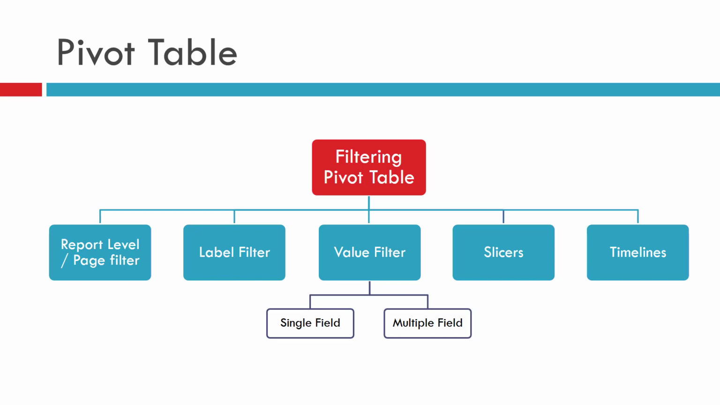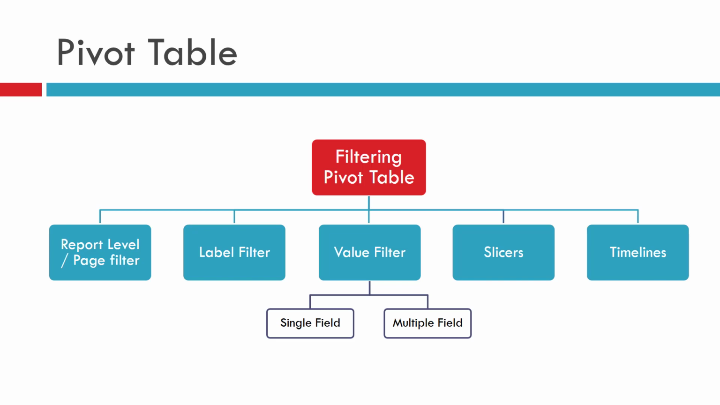And now, slicers and timelines. These have been introduced by Microsoft in the latest versions of Excel. These are similar to the above methods of filtering, like label filters. However, in addition, they display the items which are being filtered and not filtered separately. You can also link different pivot tables if those are created from the same data source. Hence, you need to be extra careful whenever you are using these slicers and timelines.